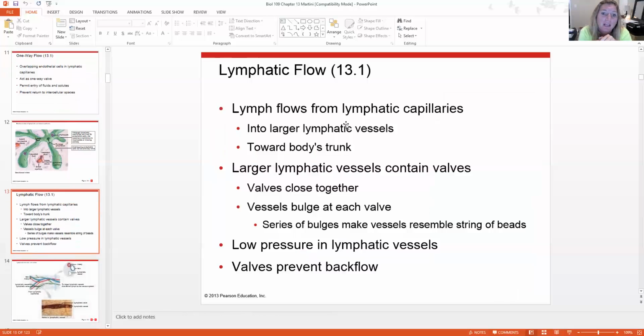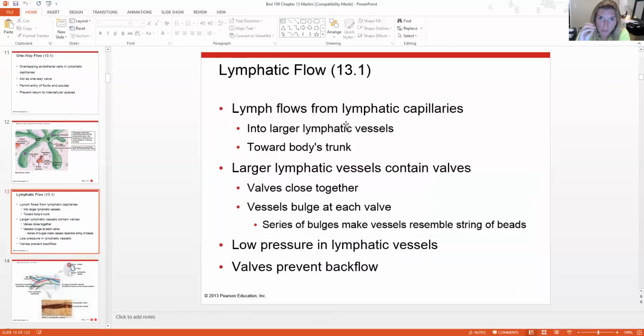So lymph flows from the lymphatic capillaries into lymphatic vessels, and eventually it's coming back to the trunk of the body. The larger lymphatic vessels, which are closer to the trunk of our body, have valves, just like the valves of our veins. They're very close together.